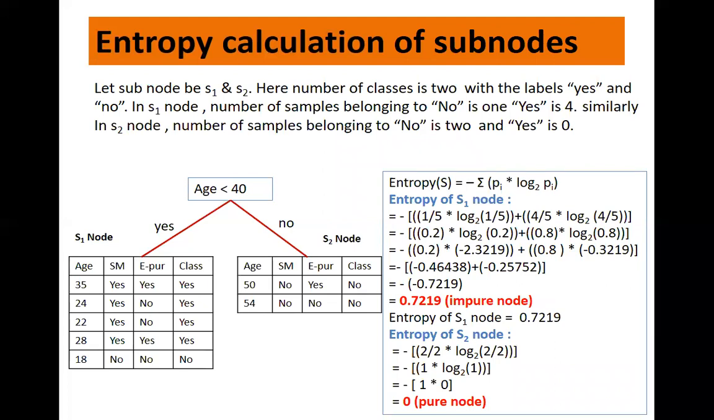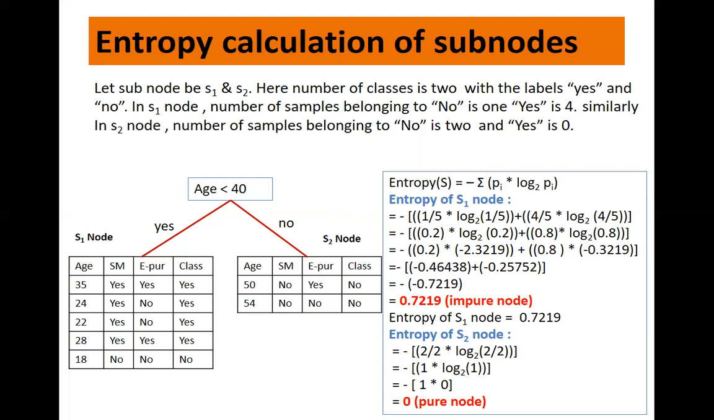Here the number of classes is 2 with the labels yes and no. Now the number of samples belonging to no is 1 and yes is 4. If you look at this carefully, in the S1 node, the number of samples belonging to yes is 4 and no is 1. And in the S2 node, all samples belong to the same class, because we know in age less than 40 we had 5 samples, age greater than 40 we had 2 samples. Fine. So now substitute the values.